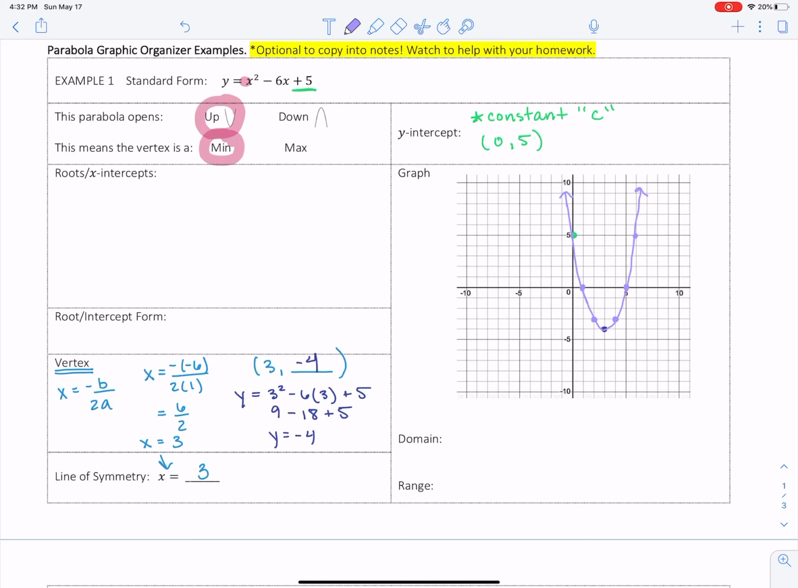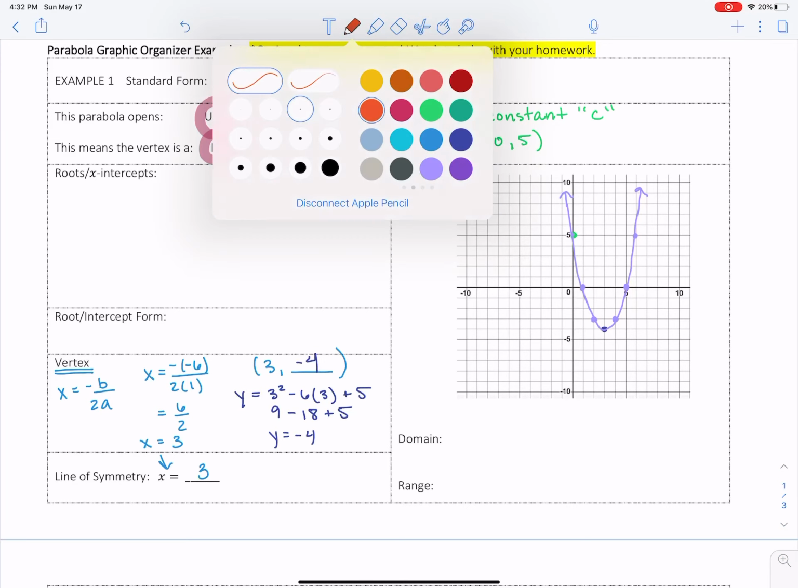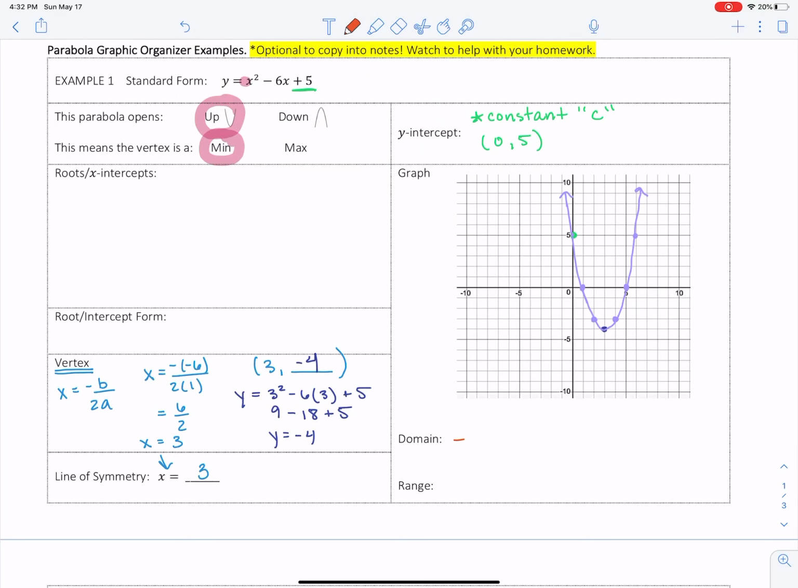So we still have a few things that we need to fill in here on our graphic organizer. I always love to fill in the domain right away because I know that my domain for every single parabola is from negative infinity to positive infinity. And the next thing I like to jump to is my range, because I know that my range is going to include the y value of my vertex. And so y has to be greater than or equal to -4.